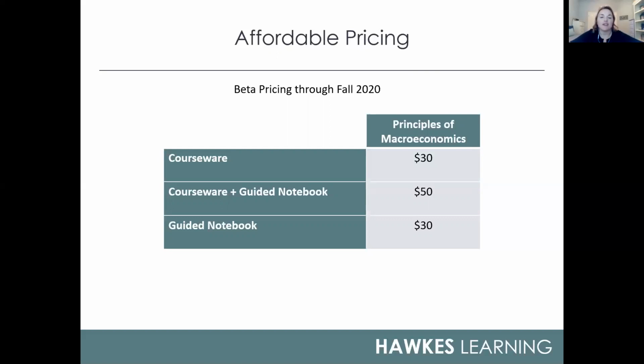And if, let's say, they take an intermediate econ course or something else later, they can always come back and work through the principles content. If you get the guided notebook as well with the courseware, that's $50. And if you get just the guided notebook on its own, that is $30.